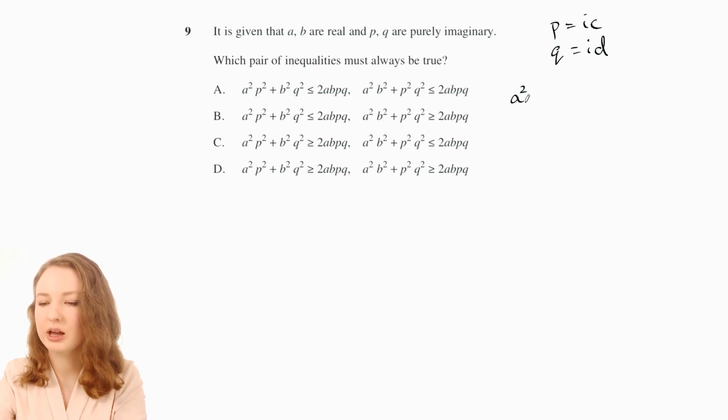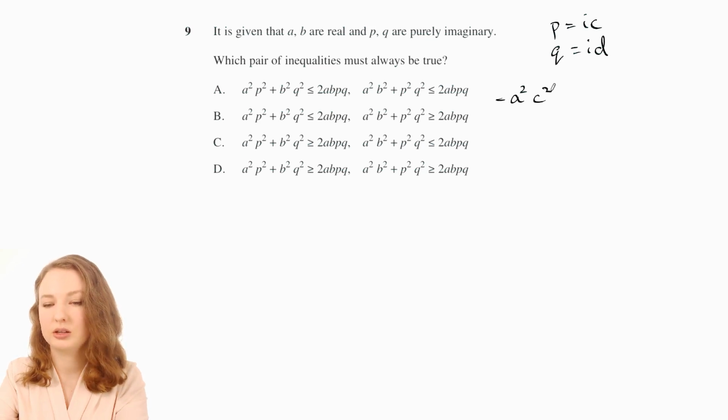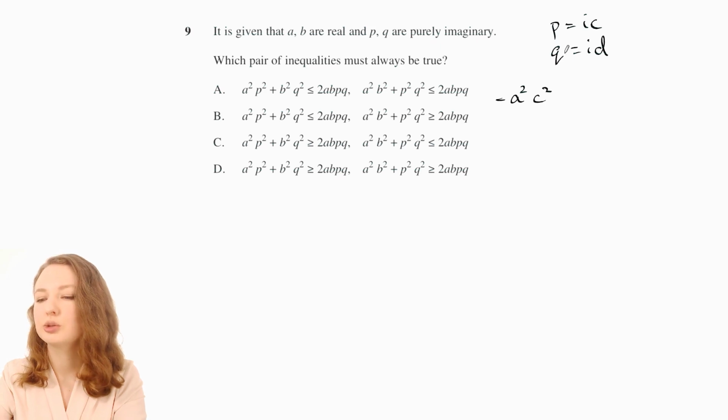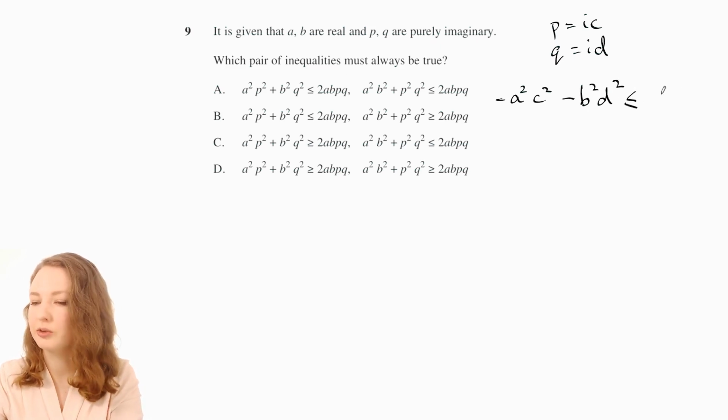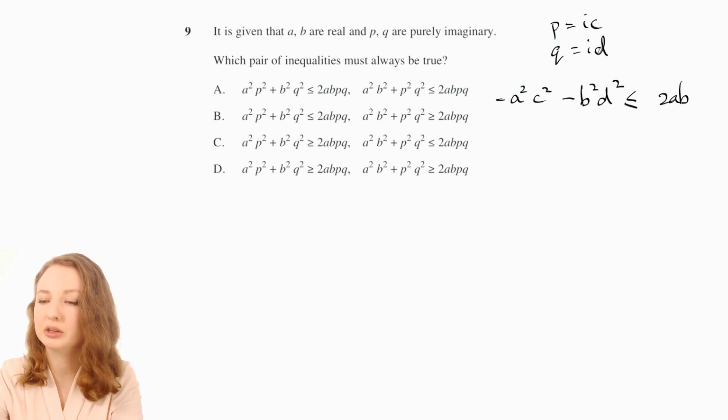So we've got A squared times P squared is going to be negative C squared. And then you've got B squared times Q squared. Q squared is going to be negative D squared, so we're going to get negative B squared D squared. And then on the right here, we've got 2AB times PQ, which is negative CD.